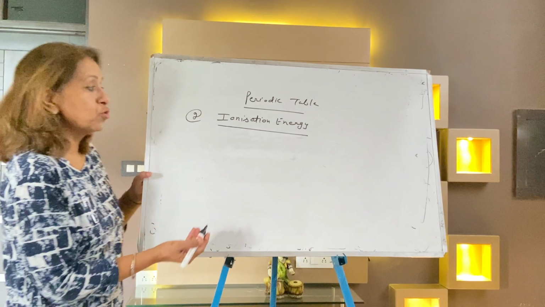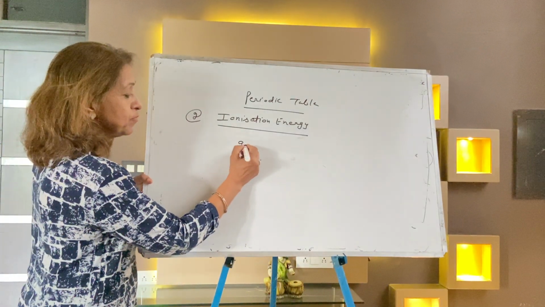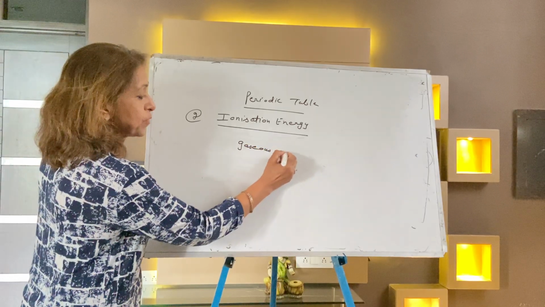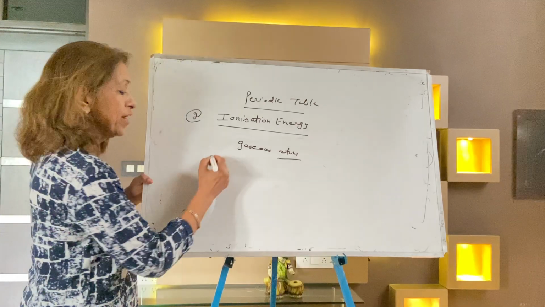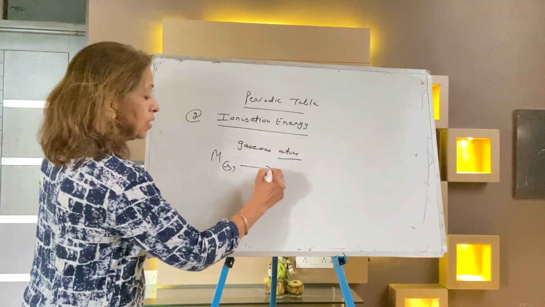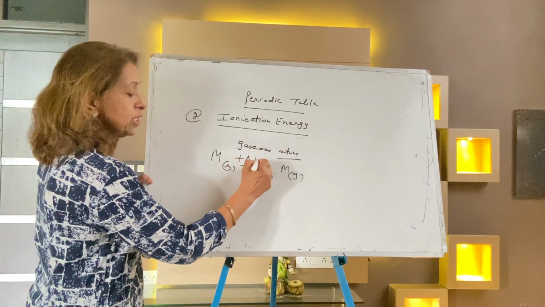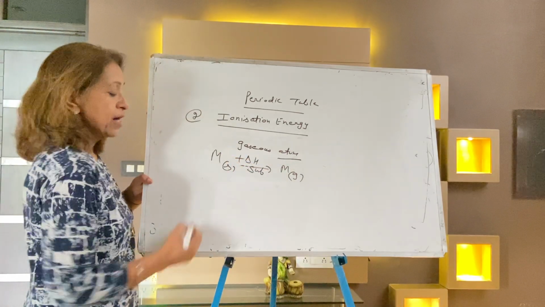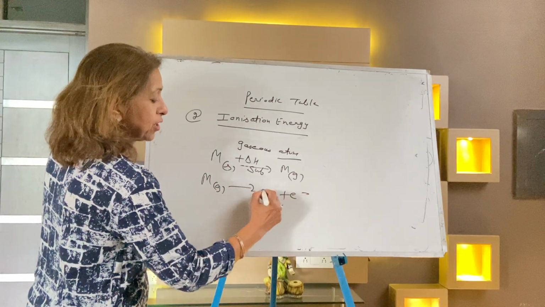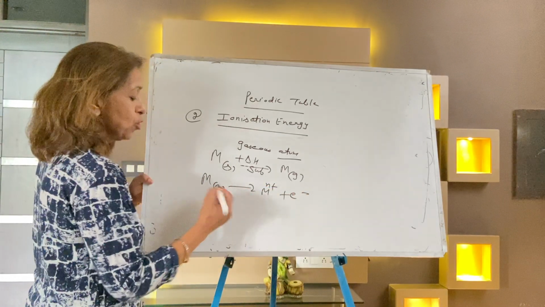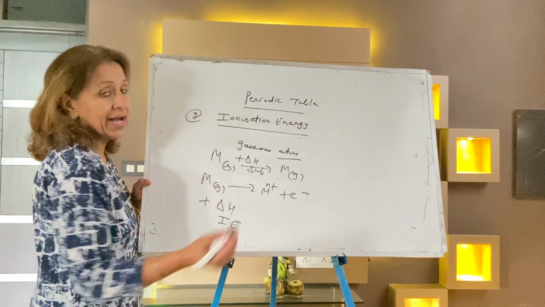Ionization energy is the energy required to remove the electron from a gaseous atom. The atom should be in the gaseous phase. Metals are solid, so you first convert the metal from solid to gaseous phase by applying sublimation energy. From the metal gas it is easy to take out the electron, and then the metal is converted to an ion. The energy required to remove the electron is called ionization energy or ionization potential.